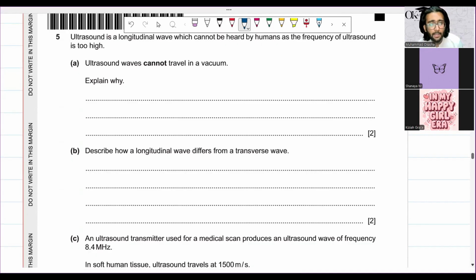Question number 5 says ultrasound is a longitudinal wave which cannot be heard by humans as the frequency of the ultrasound is too high.